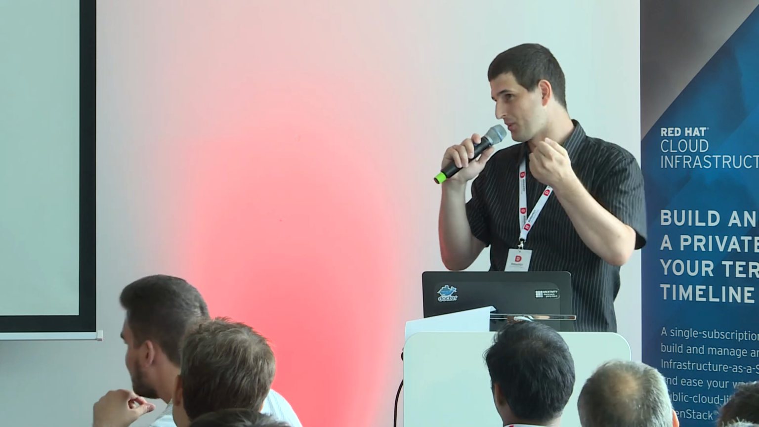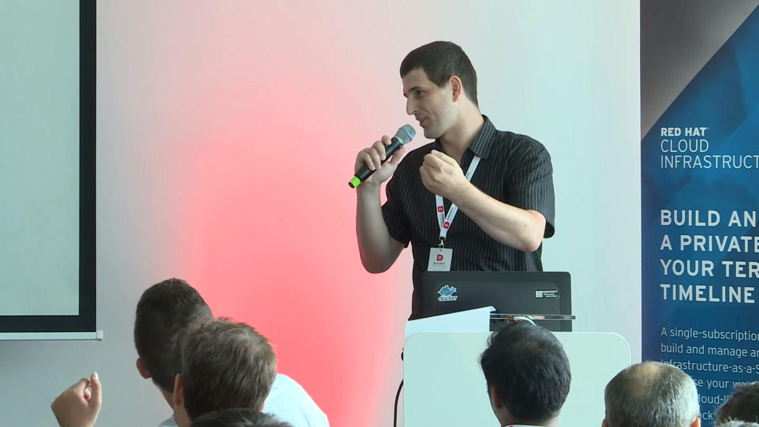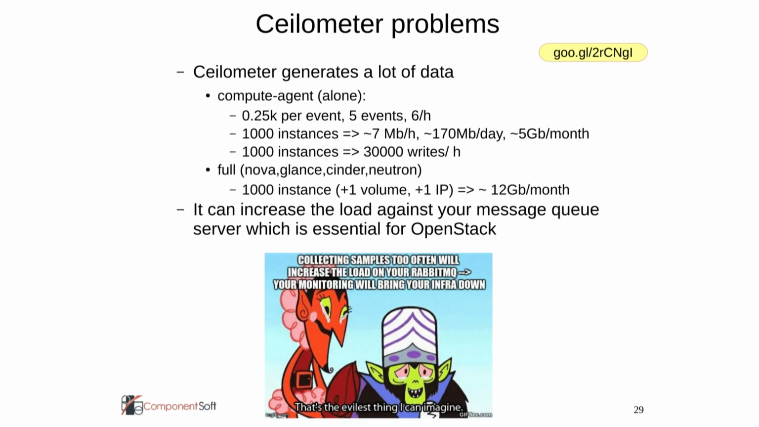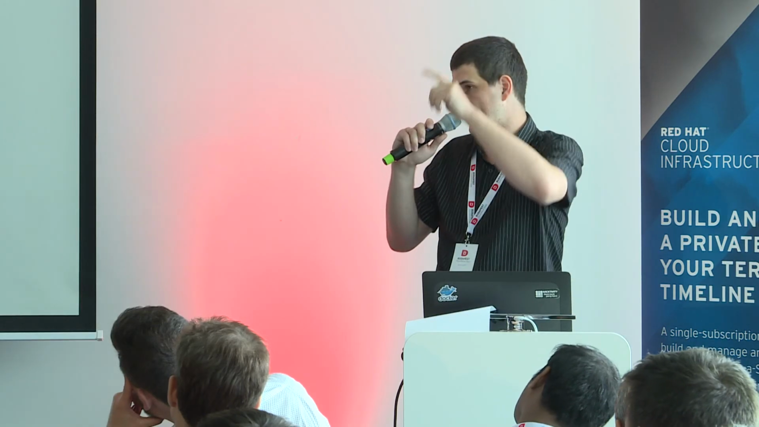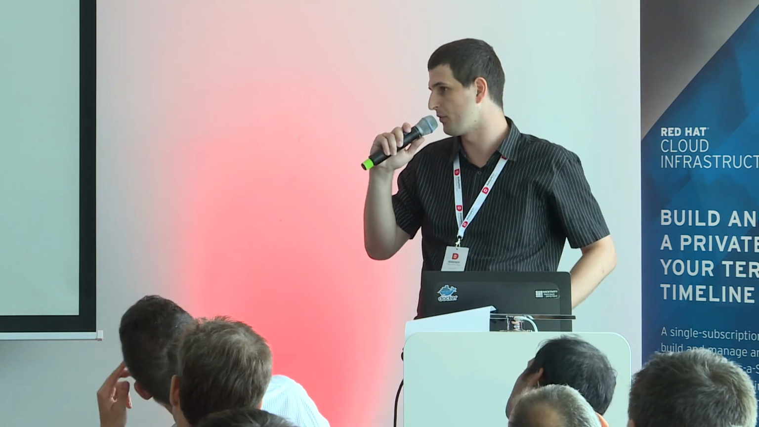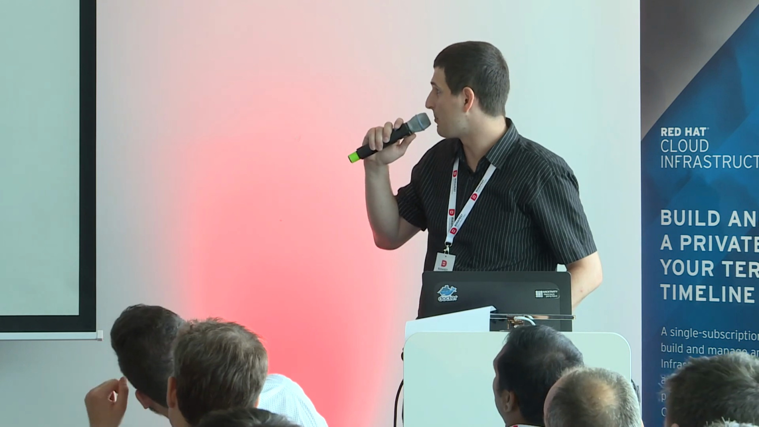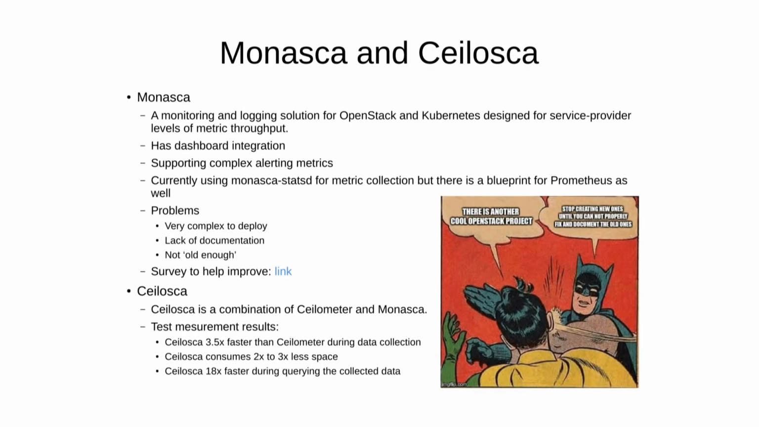So basically with your monitoring, you can bring down your own OpenStack infrastructure, which is just a crazy way to do this. So that's the short URL. You can go to a Google spreadsheet where you calculate for your own numbers, the number of virtual machines, the amount of RAM and stuff like that, and that Google spreadsheet will calculate the amount of gigabytes you end up consuming per month. So in order to solve that problem, there is a new project called Monasca and Celiosca.